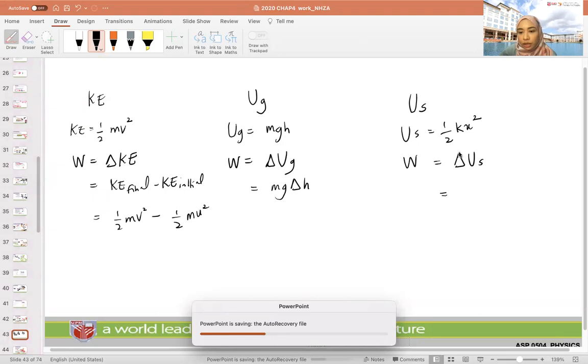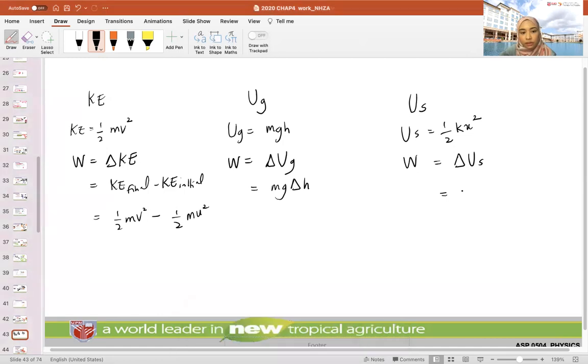So if I want to have this delta over here, I need to put in the delta somewhere else too. So it becomes 1 over 2 kx final squared minus 1 over 2 kx initial squared. There has to be the change. Okay, so that is your three mechanical energy.